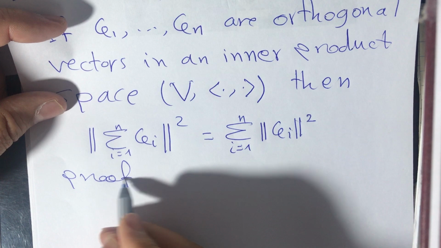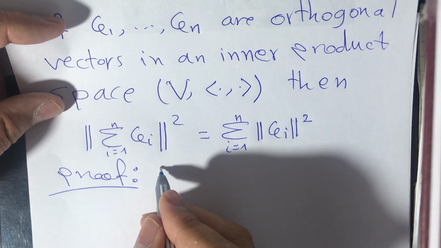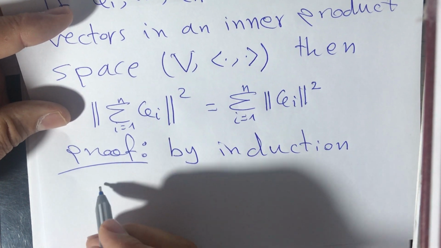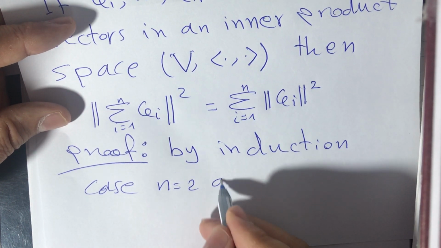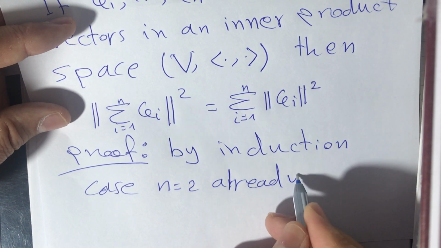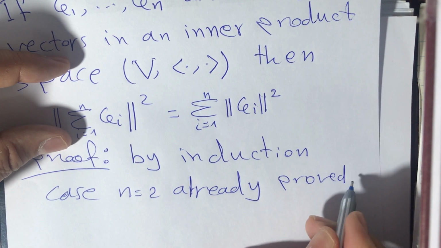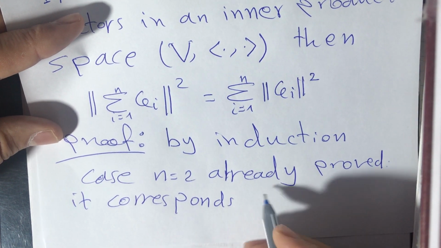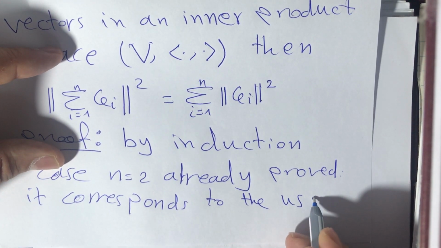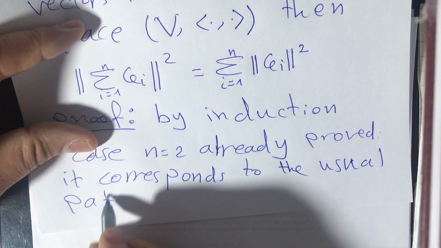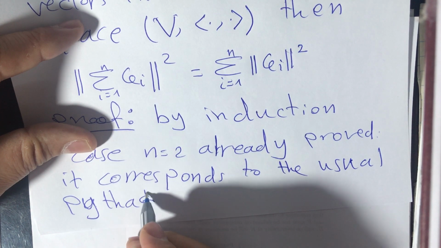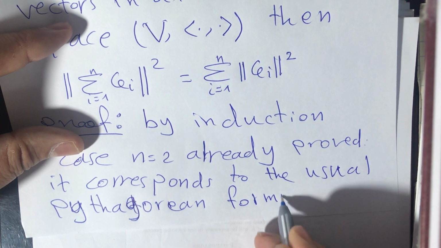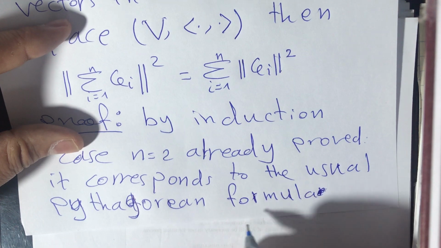Proof. By induction. The case n equal to 2 is already proved. It corresponds to the usual Pythagorean formula. This is page number 5.